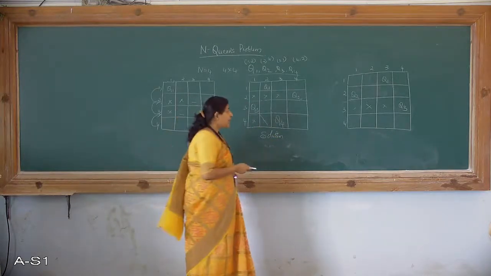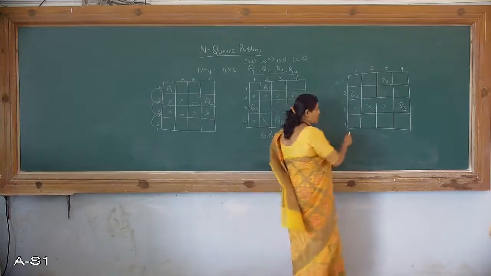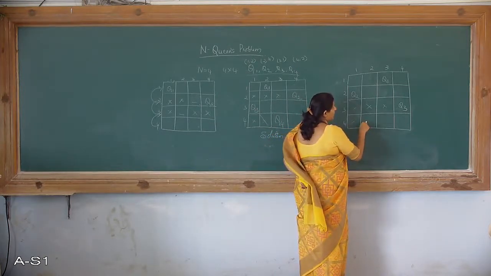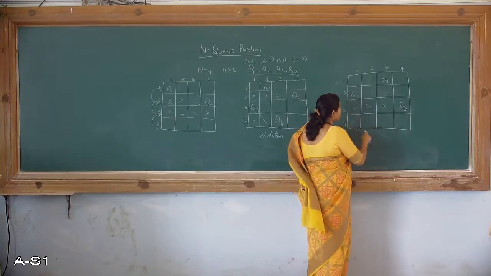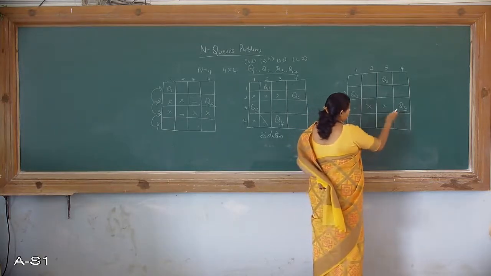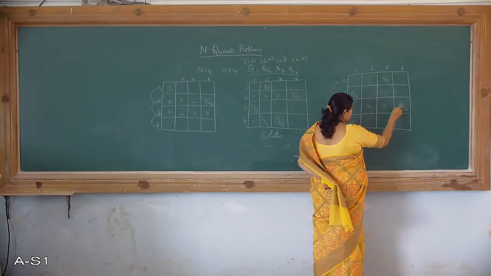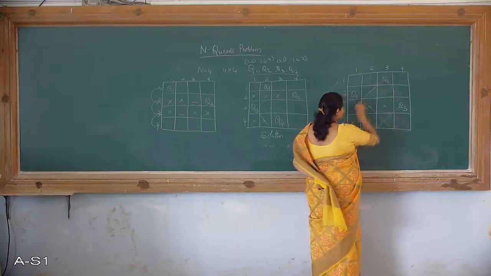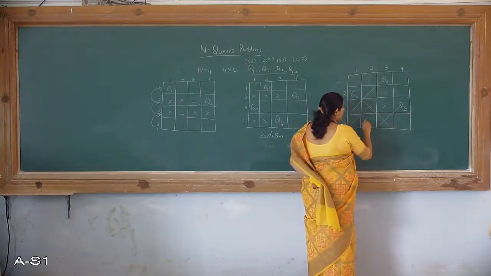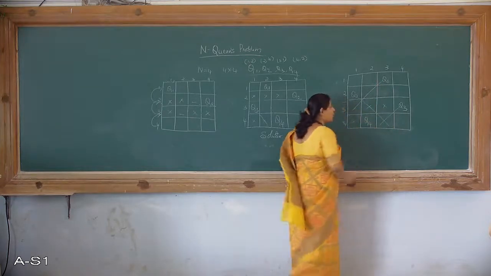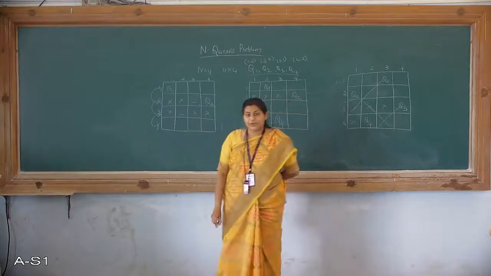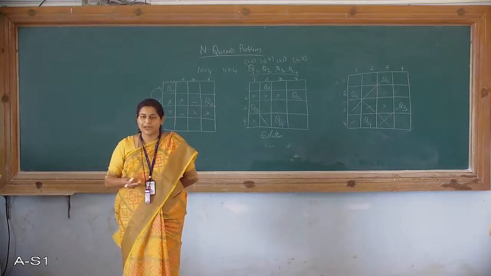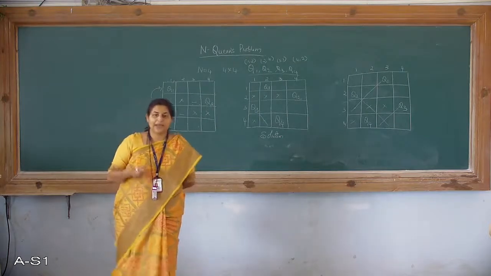Now what about queen 4? Can I place my queen 4 here? Definitely no. Can I place my queen 4 here? Now it is not the diagonal of this, not the diagonal of this and not the diagonal of this. Yes, I can place my queen 4 here. So this could be one of the solutions, one more where you could place the queen.